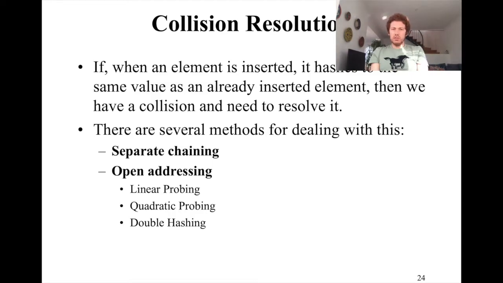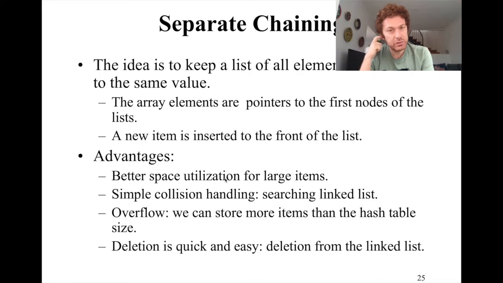Now let's get into collision business. When an element is inserted, it hashes to the same value as an already inserted element. It can happen, and if it happens, then we have a collision in our hand and we need to resolve it. There are two ways, separate chaining and open addressing. Let's begin with separate chaining. The idea is to keep a secondary data structure.